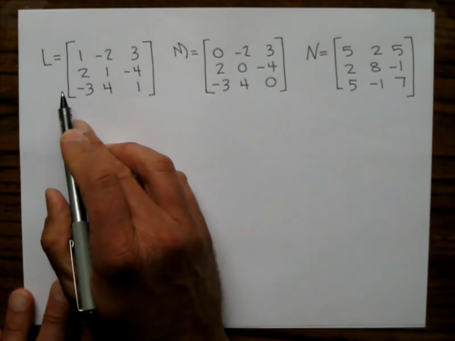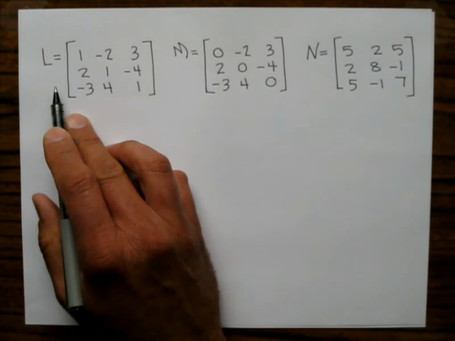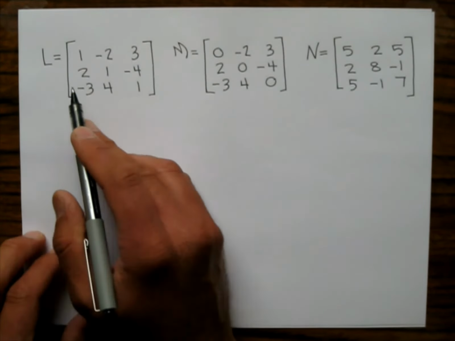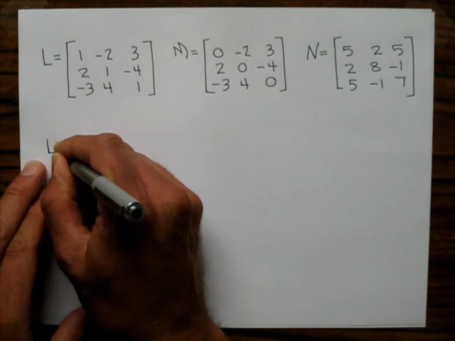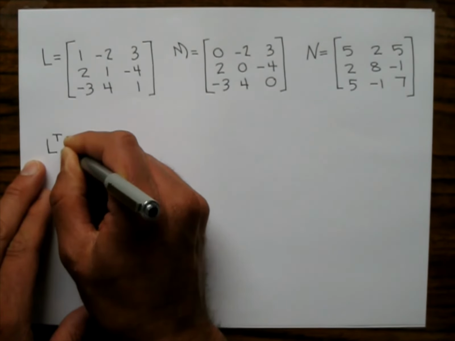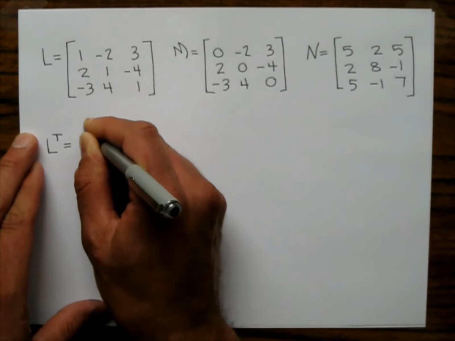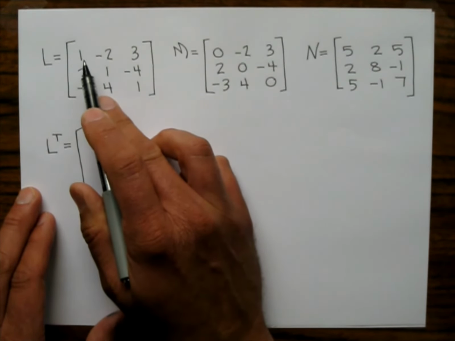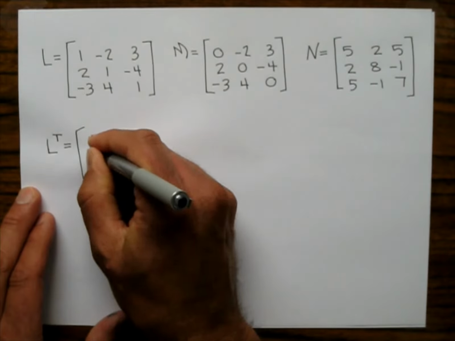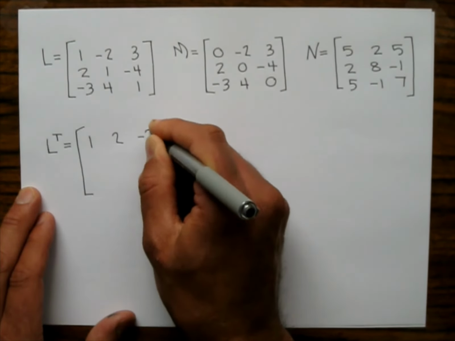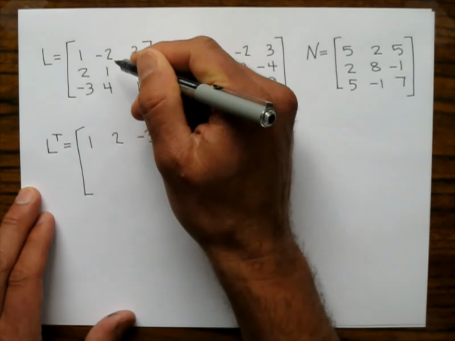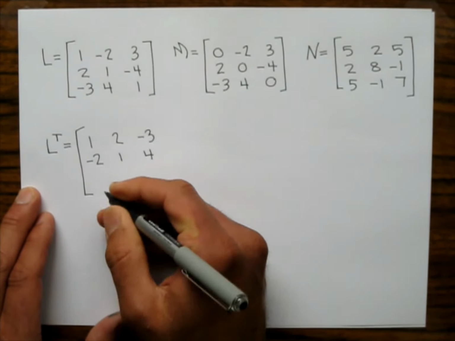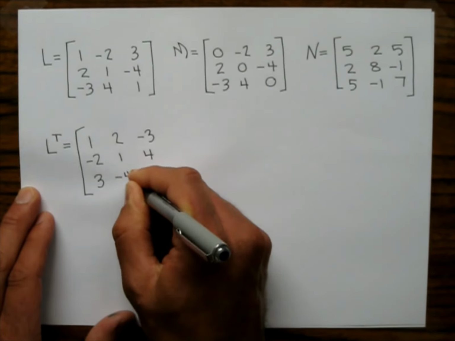Okay, let's take a look at matrix L. What could we do here? Well, in the definitions, you have to find out the transpose. Now, as you do more of these, you won't have to write this all out because we'll show you little patterns that you can look at. But the transpose of this matrix here is I'm going to write the columns as rows. So the first column is 1, 2, negative 3. And then the next column is negative 2, 1, 4. And then the last column is 3, negative 4, 1.